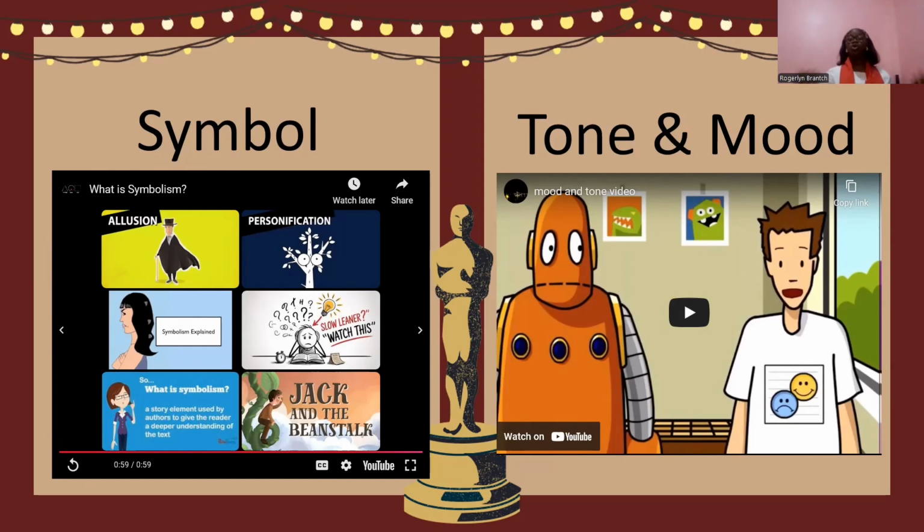In the Adam and Eve story, we know whereby Eve called Adam and gave him the apple, and they were not supposed to eat from that specific tree. So in that story also, that apple has a deeper meaning. So when we talk about symbol, it can be anything in the story that symbolizes a deeper meaning. Now we're going to move on to tone and mood.